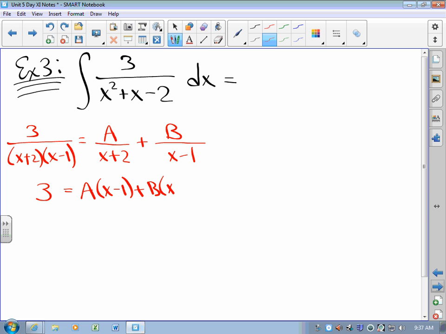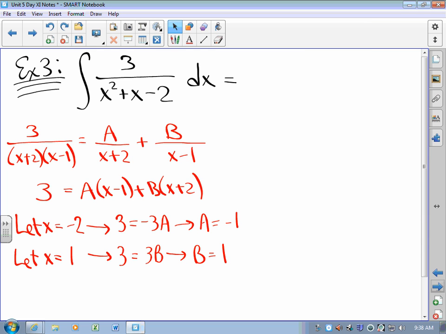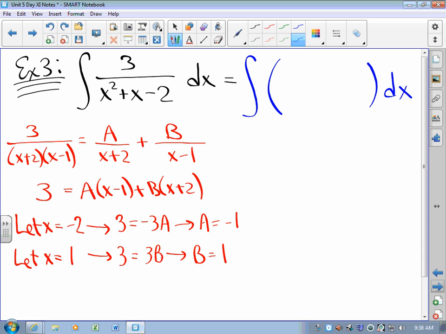What's going on here? Do you see what your two strategic substitutions are? What are your two strategic substitutions? So let's make those substitutions. I know what A is. I know what B is. How does that help me? What's going to go in those big parentheses there?